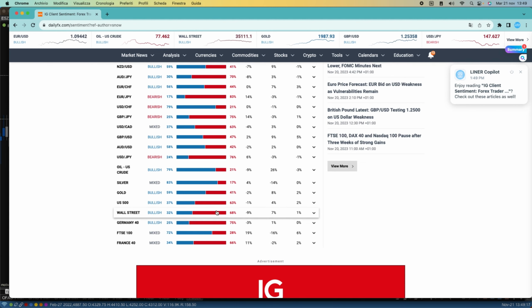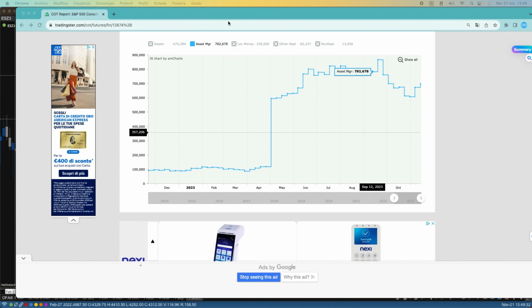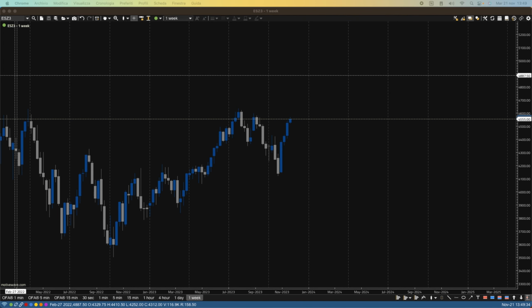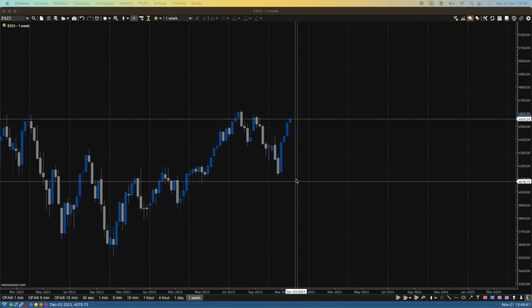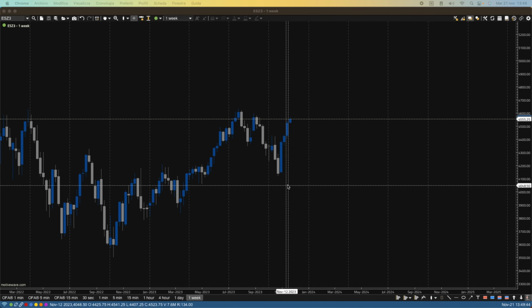So retail sentiment and the commitment of traders are telling me the same thing, that we have to go bullish. So these are the two extra chart tools that I care about. Then I move on to the chart. So: macroeconomics, commitment of traders, retail sentiment.